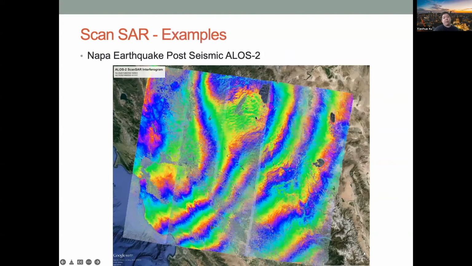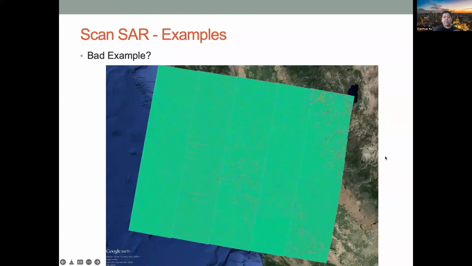If things work well, you get all the bursts aligned. You get coherent fringes, like this one shown for the 2014 Napa earthquake. This is the post-seismic pair that shows some deformation after the earthquake. This is ALOS-2 ScanSAR data, by the way. If you are unlucky and you get no overlapping radar bursts, basically you get nothing in the interferogram but noise.